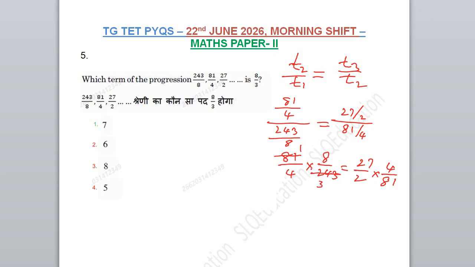You can take 9 table also, or any table you can use. Third table you can take. Here 4 ones are, 4 twos are. Here 27 ones are, 27 threes are. You can take 9 table. Just to save time I am doing this.